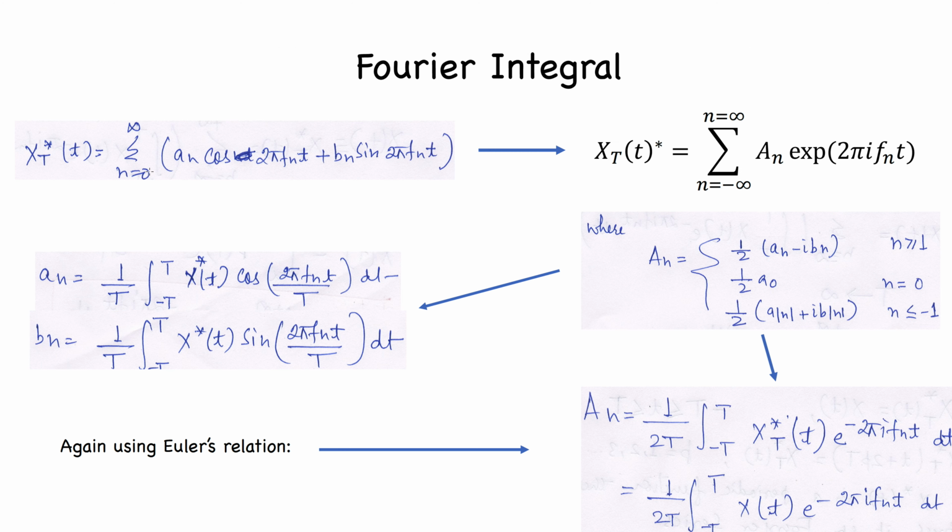So on the left hand side top you see x star t as the Fourier series, and if we use those Euler functions in place of cos 2 pi and sin 2 pi fn t, we can write it as the exponential of 2 pi fn t multiplied by a n, where a n is generically written like this.